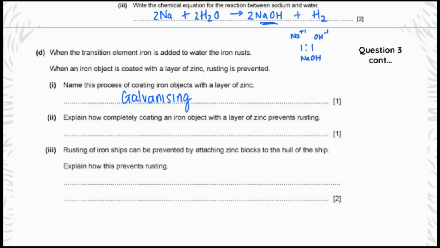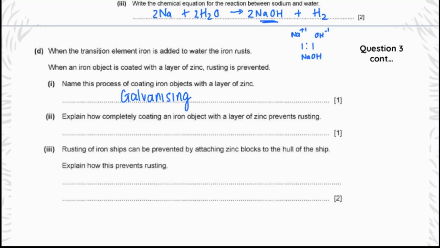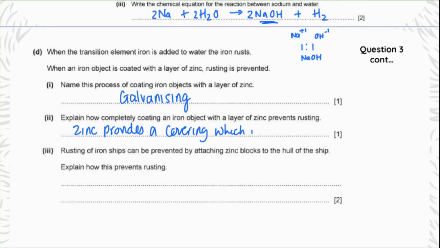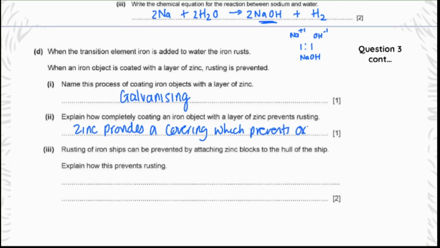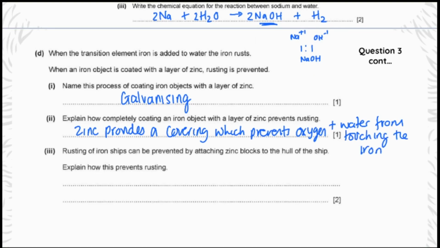Explain how completely coating an iron object with a layer of zinc prevents rusting. Well, of course, if we cover the iron with zinc, we're actually stopping the oxygen and the water from getting to the metal. So we're going to say zinc provides a covering which prevents oxygen and water from touching the iron. And if the oxygen and water can't touch the iron, then there can't be a chemical reaction. It's like providing a barrier. So maybe instead of covering, barrier is probably a better word.